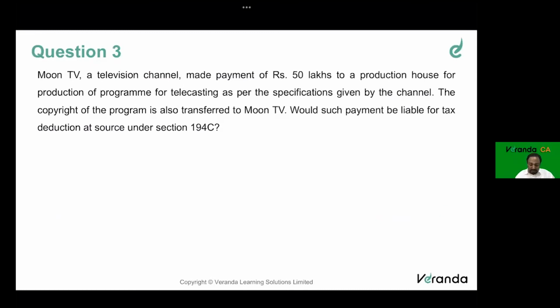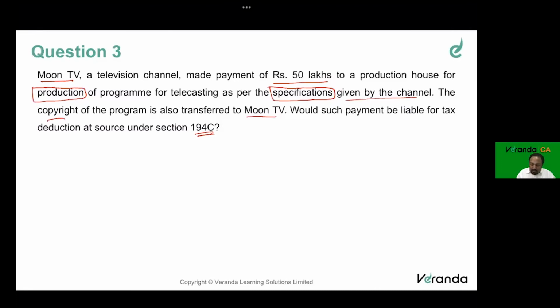Question number 3 is basically about Moon TV, a television channel. They are making a payment of 50 lakhs to a production house for production of a program for telecasting as per the specifications given by the channel. The copyright of the program is also transferred, so the copyright also lies with Moon TV. So we need to see whether it is liable to deduction under section 194C.